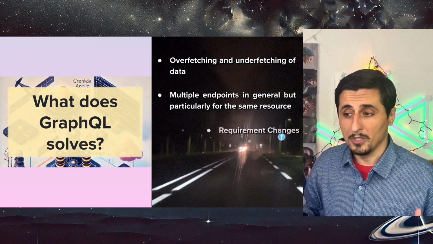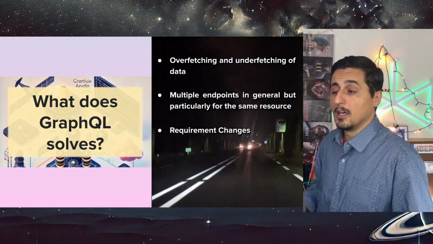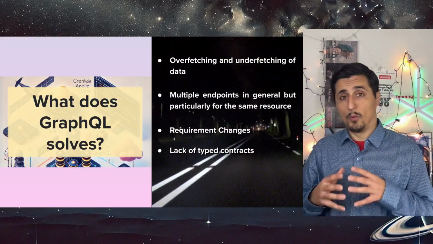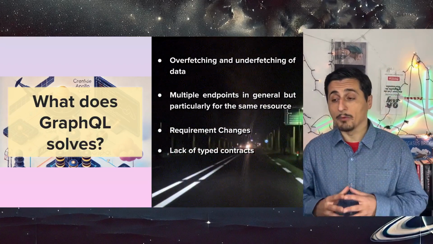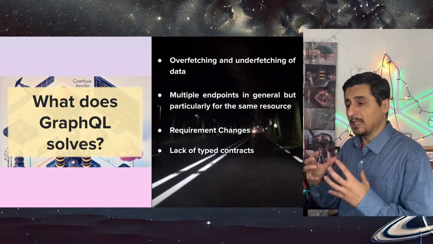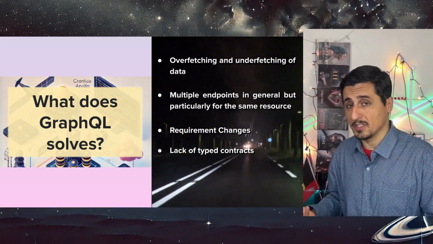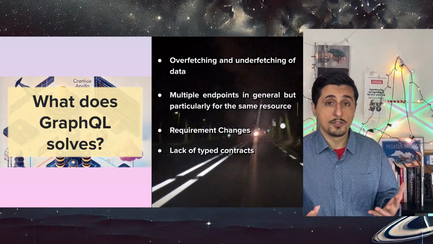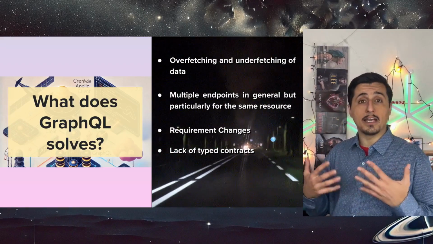GraphQL also solves the constant requirement changes that we get. Another problem that GraphQL solves is the lack of typed contracts. What this means is that when we create a Spring service, for example, with Spring Boot, and we create our controllers, we also define our DTOs. And that means everything that is open to potential clients wanting to consume our services. But we also want to create documentation for them so that the clients know precisely which kind of data they need to send and how it gets validated.